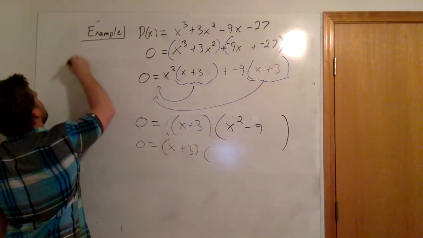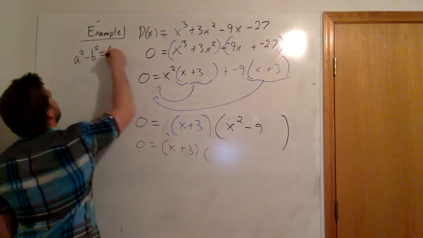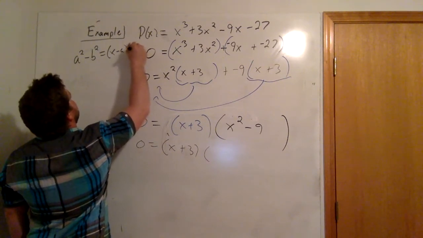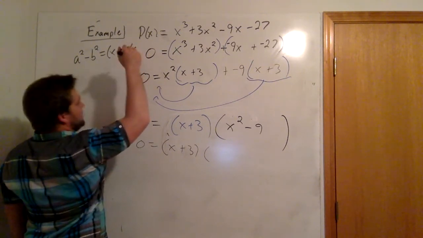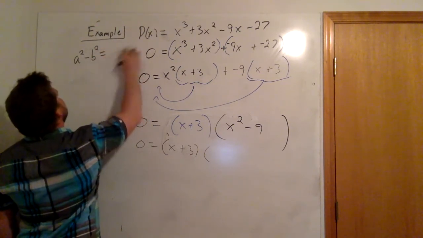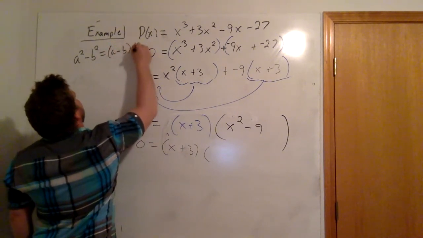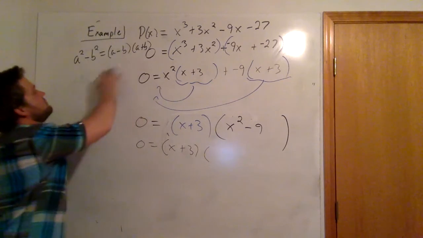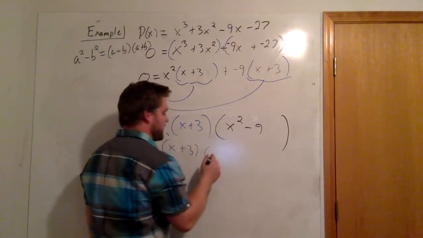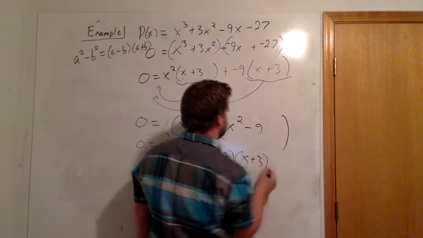If you have something of the form x squared minus b squared, that is always going to factor to x minus a times x minus a, sorry. If you have anything of the form a squared minus b squared, that's going to factor to a minus b times a plus b. So this is how we factor a difference of squares. So in this case here, think of this as a 3 squared, so this will factor to x minus 3 times x plus 3.